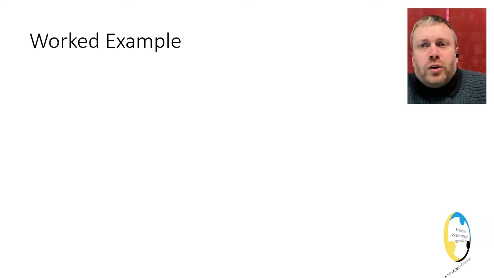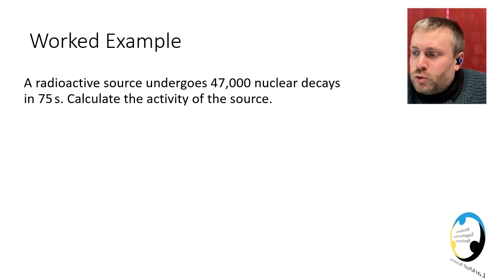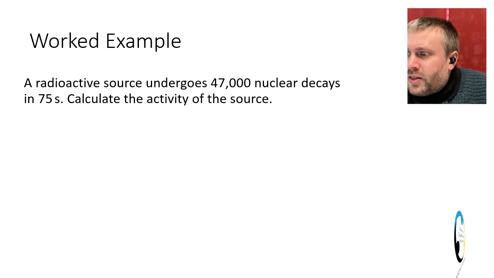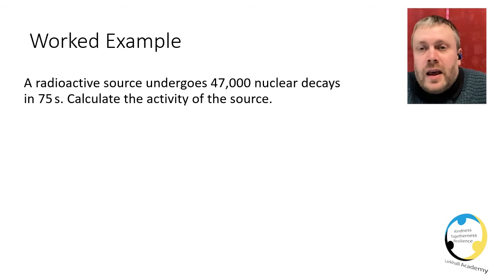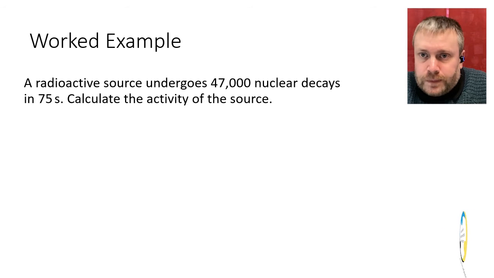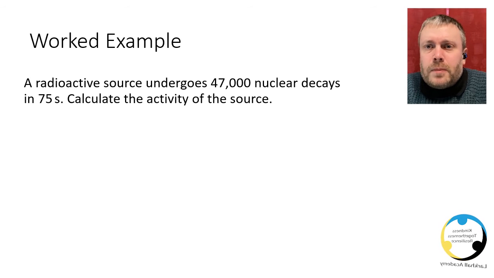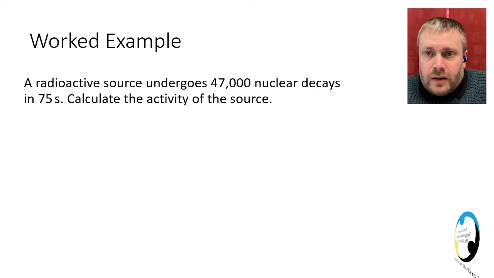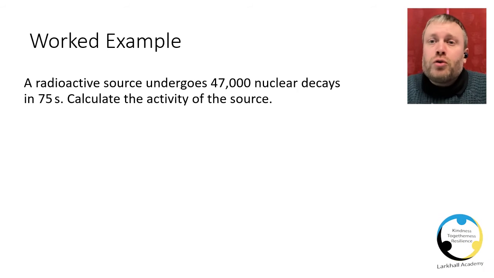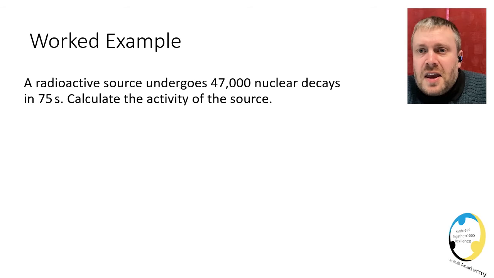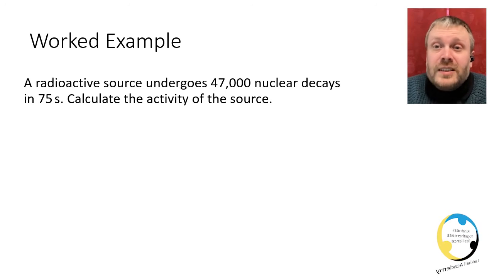So let's have a quick look at a worked example. A radioactive source undergoes 47,000 nuclear decays in 75 seconds. Calculate the activity of the source. And I know a number of you are going to want to jump straight in, plug in the equation, and just get the final answer. Remember, we're going to go through the due process. First thing we do is our shopping list.